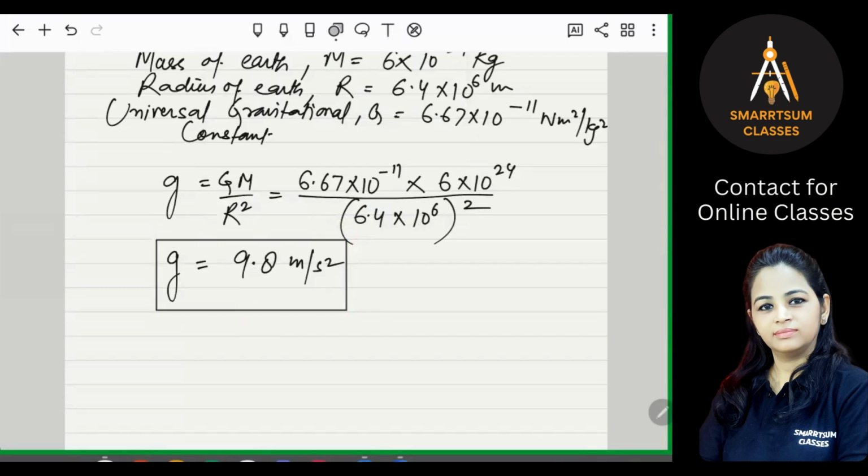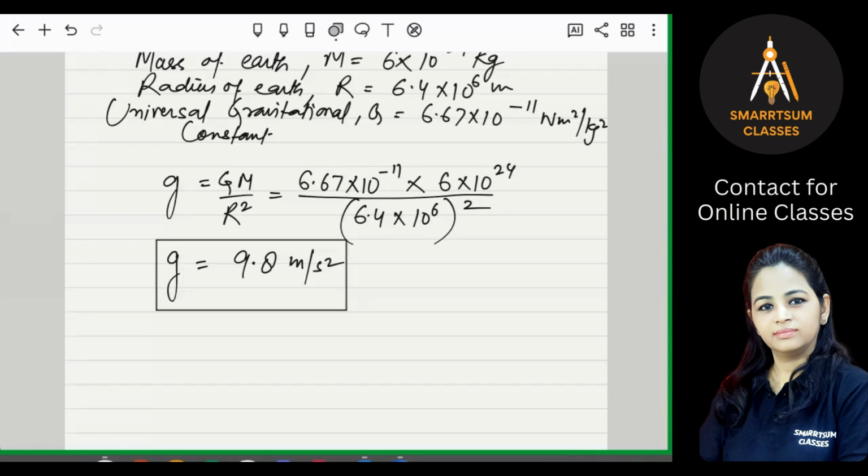So this is the value of g, that is 9.8 meters per second square, right? This is the acceleration due to gravity of Earth. In questions, we use this value of g, 9.8 meters per second square, and sometimes we use its approximate value, that is 10, if it is given in the question. Generally, it is not given in the question. If it is given, then fine. If it is not given, then you should know this value, that g is 9.8 meters per second square.